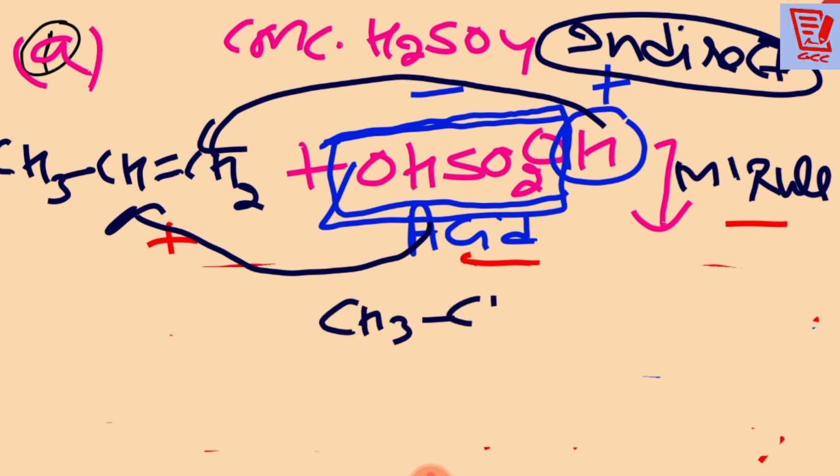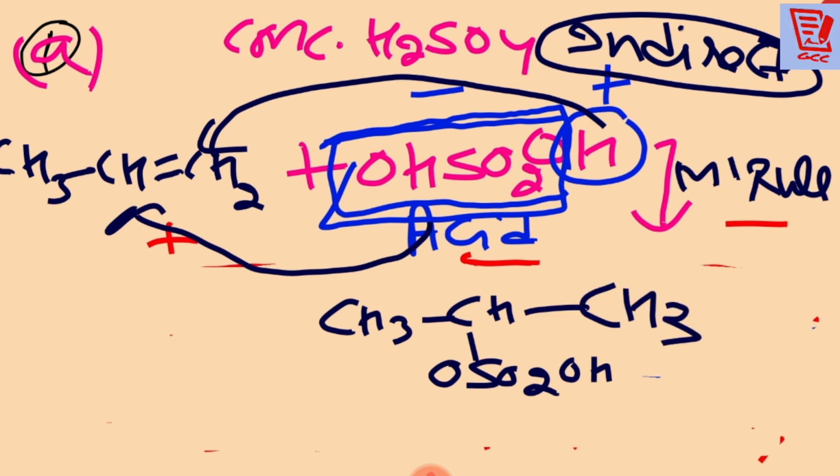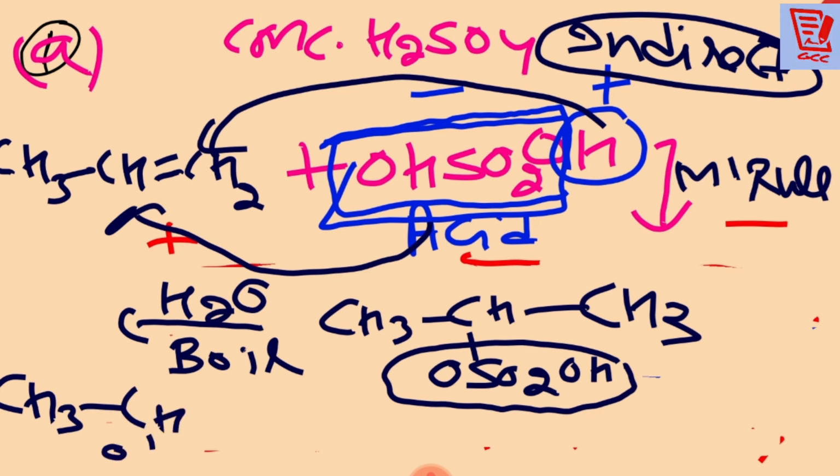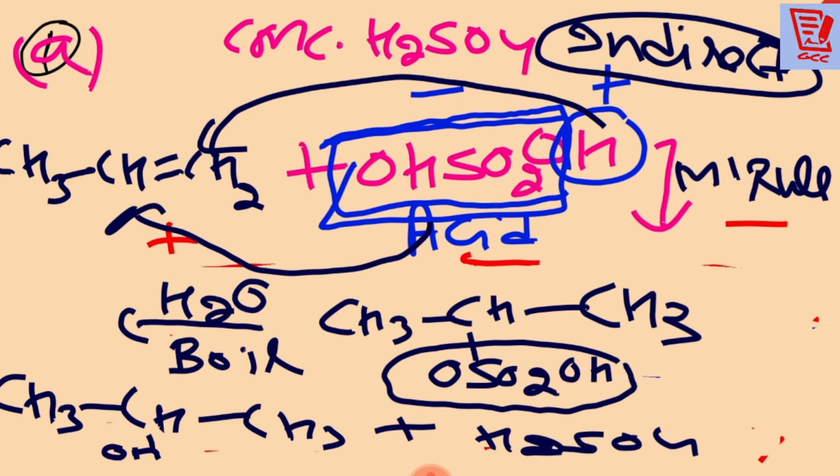Then what is the product there? CH3 CH, then OSO2 OH, CH3. Okay, then you must boil it with the water. Then what is going to come over here? I think you know very well, here one H will come along with it, and H2SO4 will be removed. CH3 CHOH, then CH3 plus H2SO4. Is that clear to you all? But this is also an indirect method.